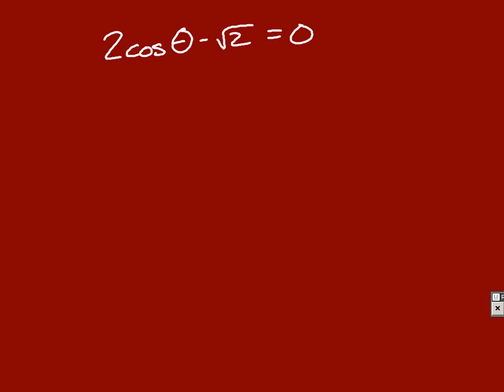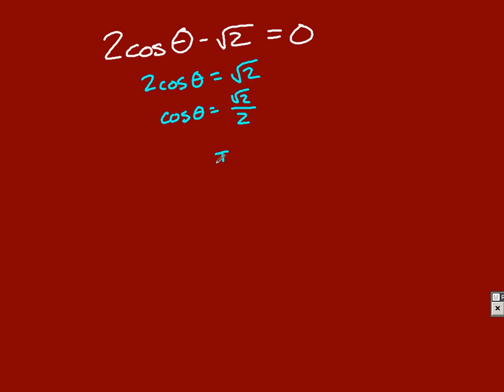2 cosine theta minus the square root of 2 equals 0. Again, think of cosine theta as a big x. How do I get it by itself? 2 cosine of theta will equal the square root of 2. To get it by itself, I'll say that cosine of theta will equal square root of 2 over 2. When is cosine equal to square root of 2 over 2?